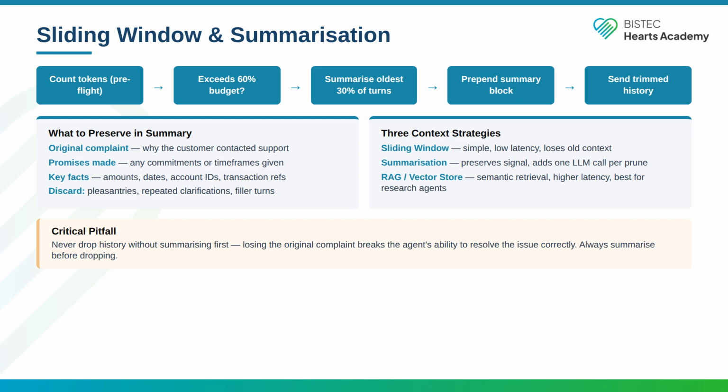One edge case worth designing for: What happens when the summary itself is too long? If you're summarizing 30% of a very long conversation, the summary could be hundreds of tokens. Include a maximum summary length in your prompt template and compress further if necessary.